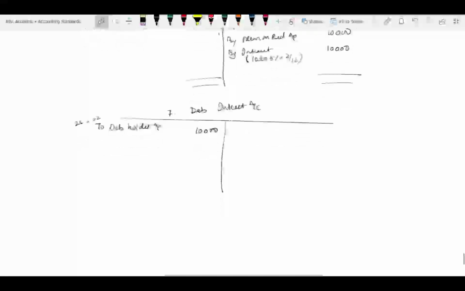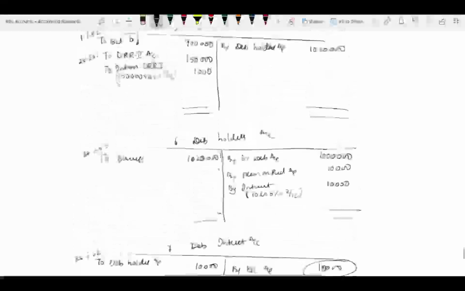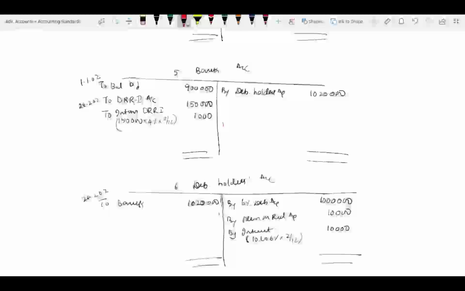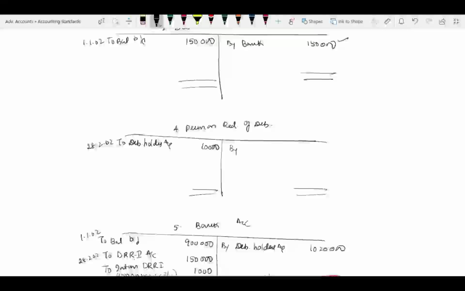Whatever debenture interest is there has to be transferred. So by P&L account 10,000 you have to transfer. Debenture holders are closed. Bank balance alone you have to balance, so by balance carried down. Bank balance, I hope, is 31,000, the balancing figure. Then premium on redemption has to be transferred: on 28/2/02 by P&L 10,000.